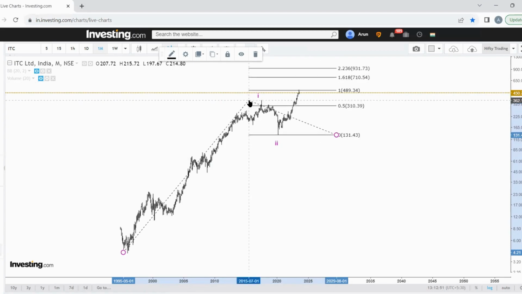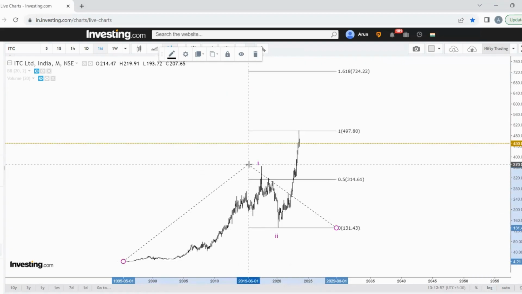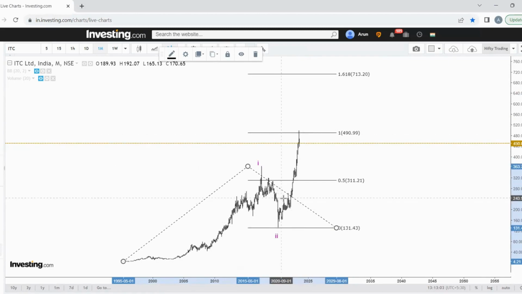So this wave 3 has already reached 100% of this wave 1. If you notice, it will be right. This is halting now, but it seems to be 1 and 2. Even though the third has ended here, we have a 4 and 5. So this is the analysis of ITC.